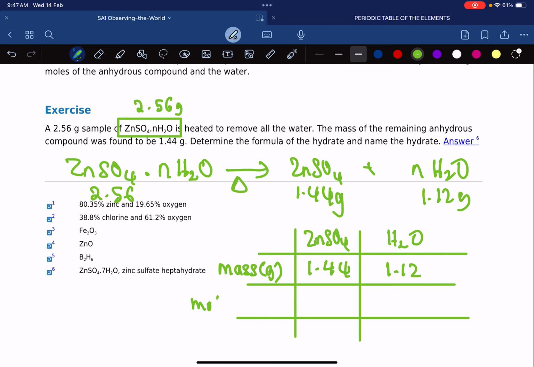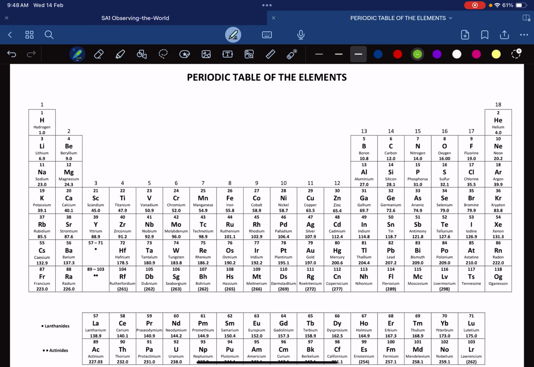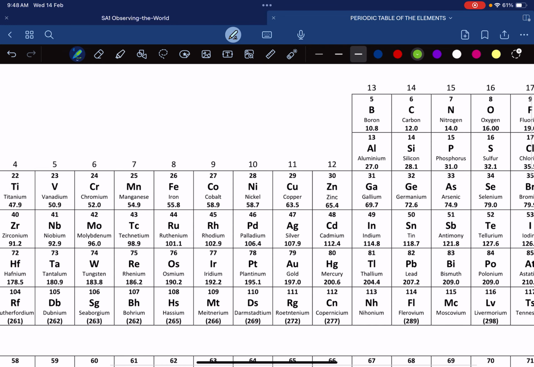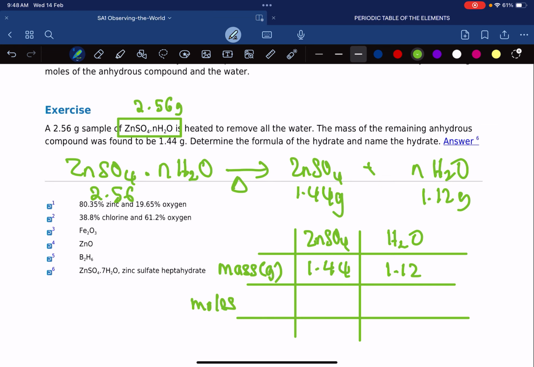So I need to work out the molar mass of zinc sulfate. According to the periodic table, zinc is 65.4. So zinc sulfate is 65.4 plus 32.0 plus, sulfate has 4 oxygens, so plus 4 times 16.0. I get 161.4. So the molar mass is 161.4.